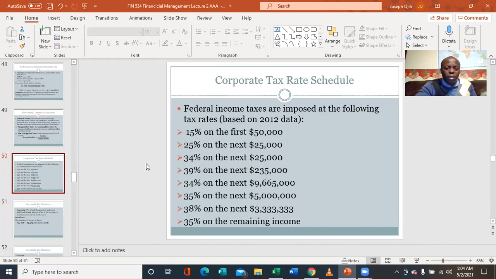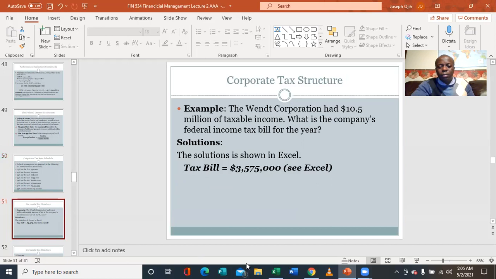For the first 50,000, it is 15%. For the next 25,000, you'll be taxed 25% on that $25,000 increase. So on that marginal increase, the next tax rate will be applied, not on the entire taxable income. So I'm going to put this all the way to the income level that it allows. So look at the table here.